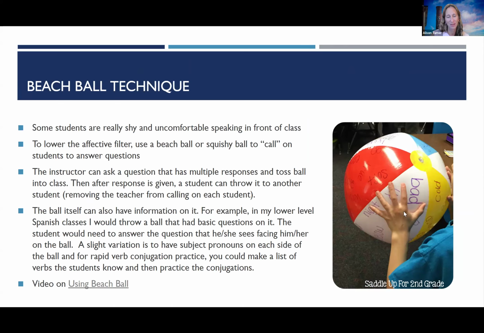Maybe you've seen this before, but this really is effective with shy learners, with lowering the affective filter in the classroom. You take a toy like a beach ball, and in this case, they have words written on it. When you throw it, wherever your hands touch, the students have to use those words to answer the prompt. So there's a lot of varieties on how you can do this.